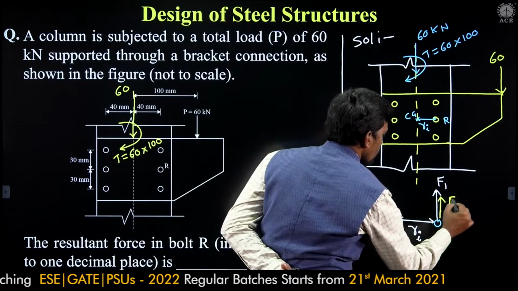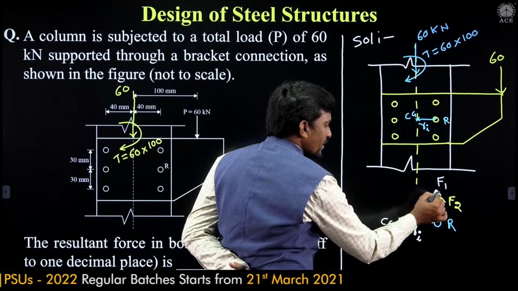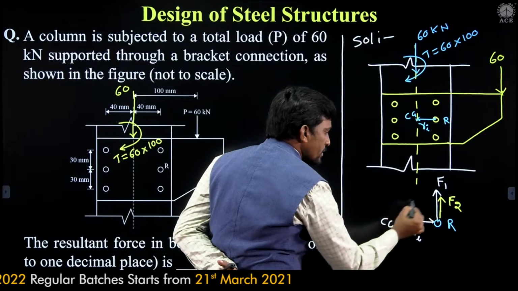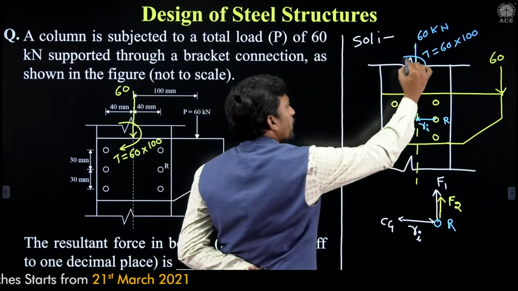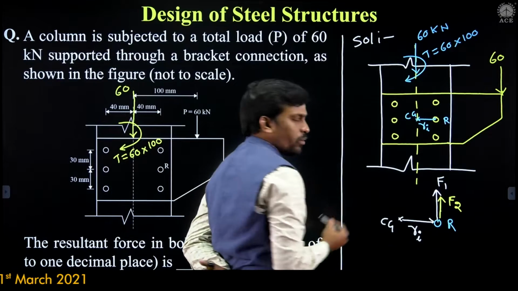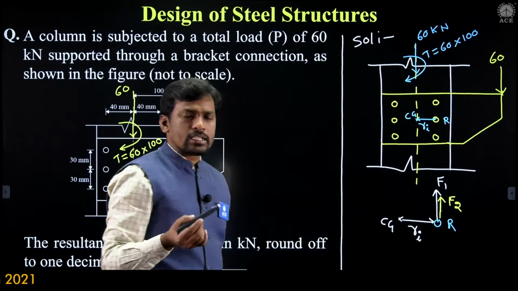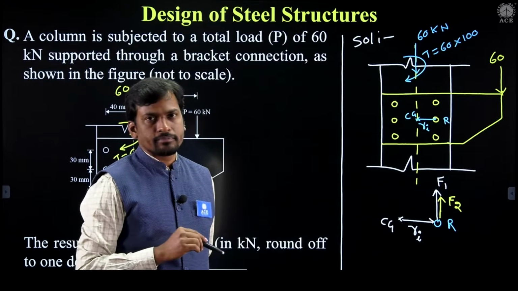So this is F2. Here, F2 toward the center of gravity, is it clockwise or anti-clockwise? F2 toward the center of gravity is anti-clockwise. Why anti-clockwise? Because this twisting moment is clockwise, so it must be anti-clockwise. Or you can mark it in the direction of forces also.